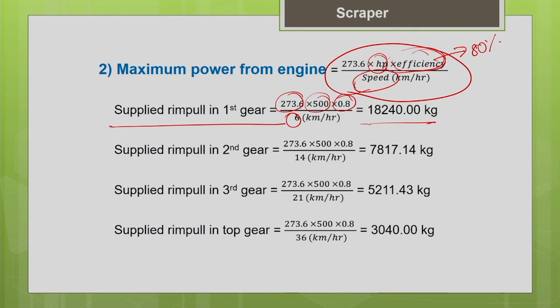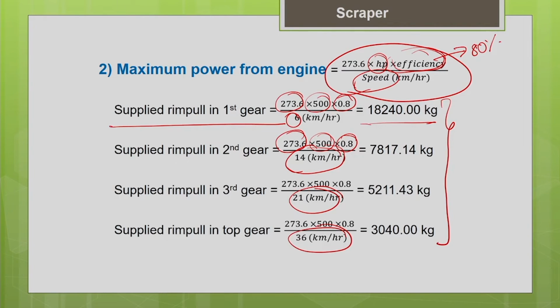Now, the supplied rim pull in the second gear is 273.6 into 500 horsepower into 0.8 divided by the speed in the second gear, which is 14 km per hour. Similarly, speed in the third gear is 21 km per hour. Speed in the top gear is 36 km per hour. So, correspondingly, you can find the supplied rim pull in all the gears.